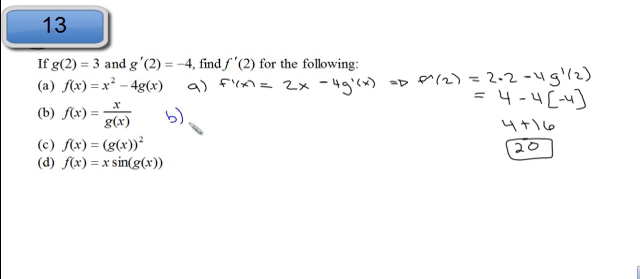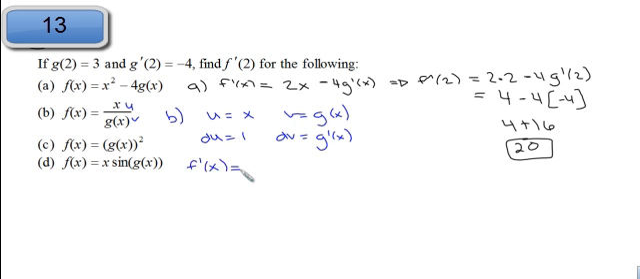Okay, for part B, we're going to have to use the quotient rule to find the derivative. So the derivative of u is 1. The derivative of v is g prime. So the quotient rule is the derivative of u times v minus the derivative of v times u, all over v squared.